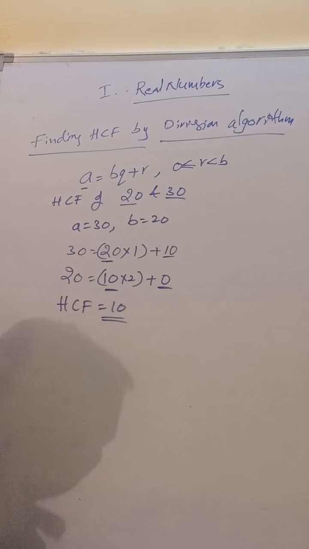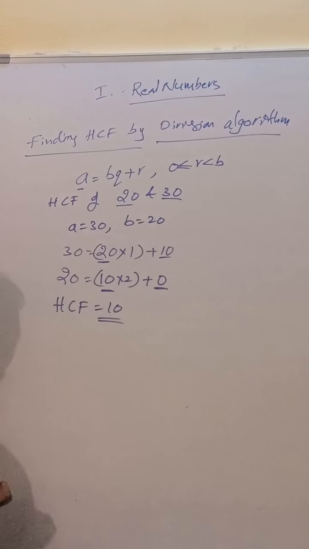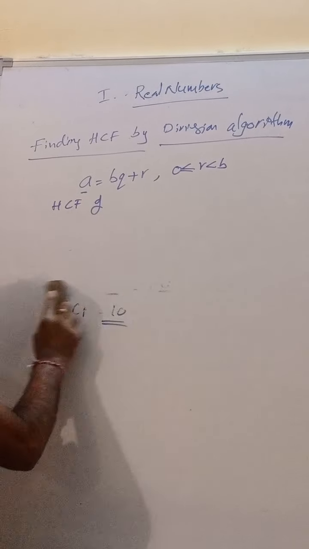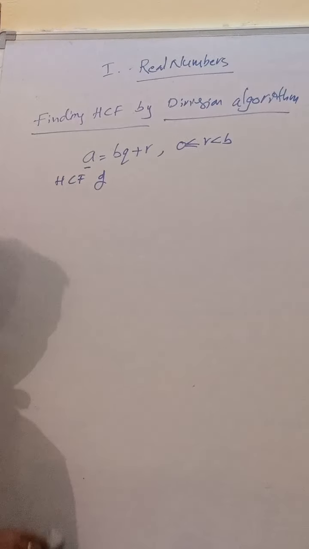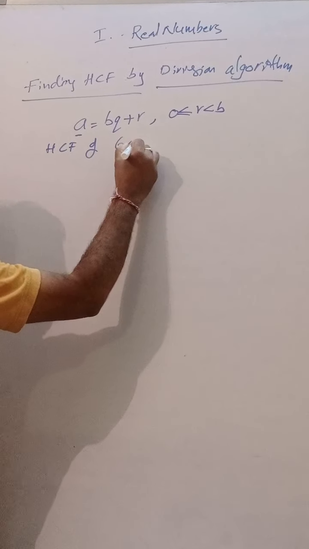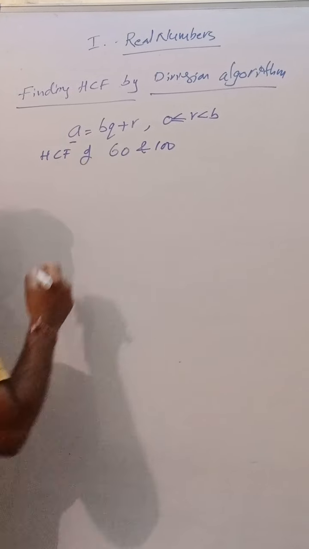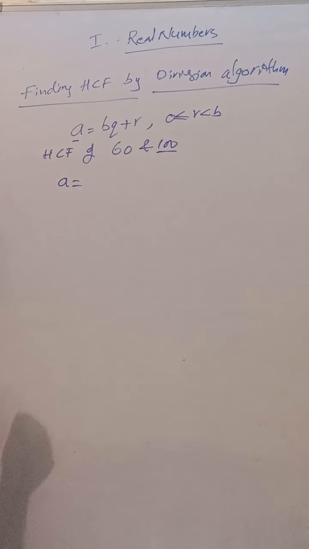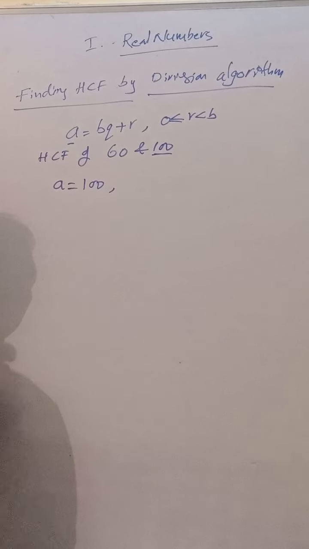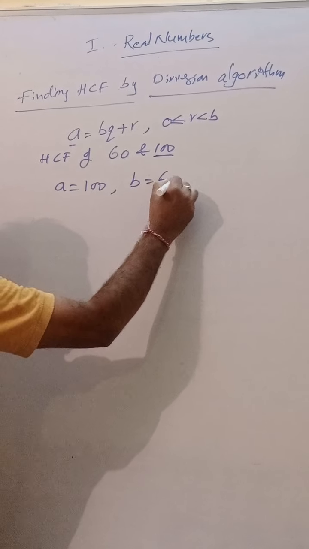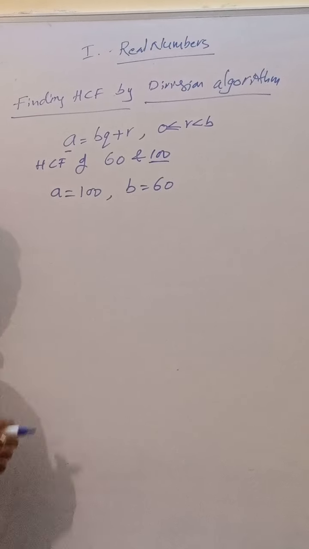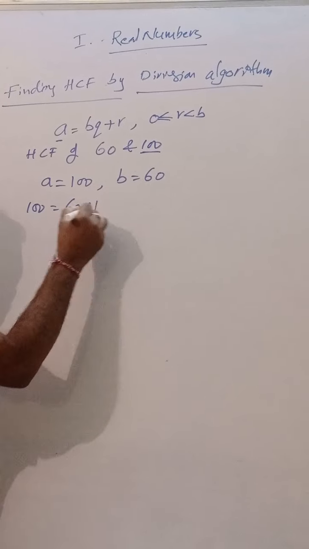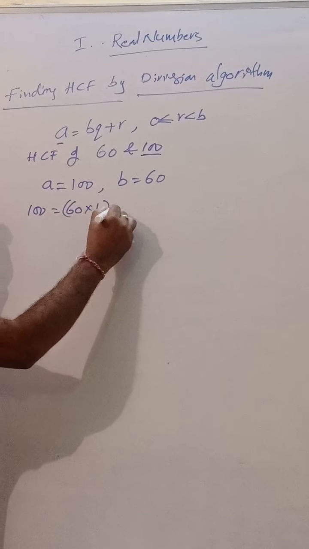One more example we can learn. Finding HCF of 60 and 100. The problem is in your text. HCF of 60 and 100. Here the maximum number becomes A, the dividend, 100. B is 60, the divisor. From this rule of division, A, that is 100, equals 60 ones are 60. The remainder is 40.